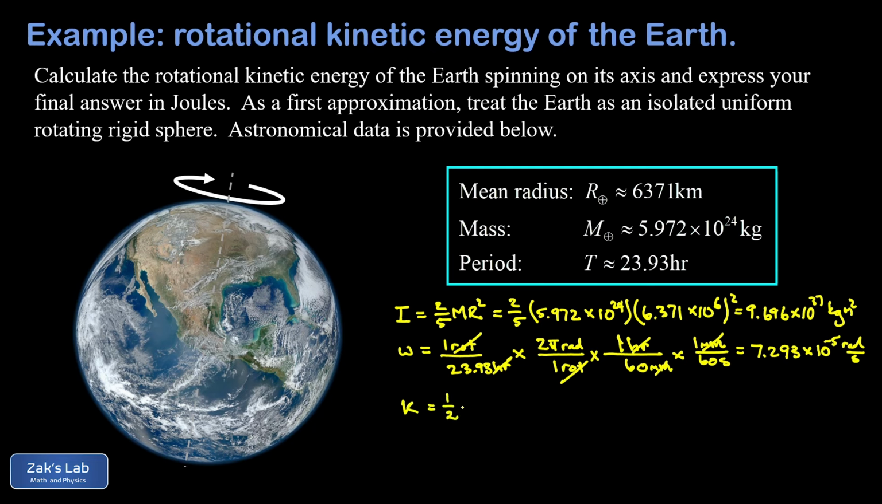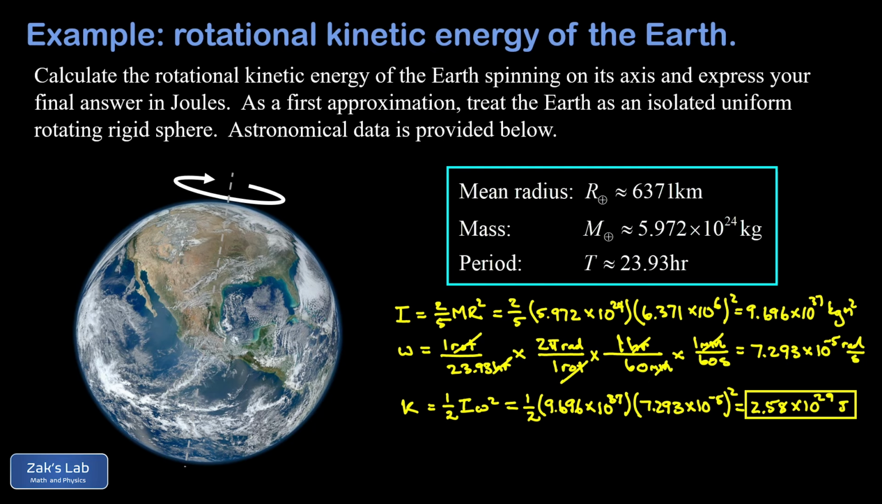This is analogous to the translational kinetic energy formula. Remember, that was 1/2 mv squared. But in rotational dynamics, that moment of inertia I is playing the role of mass, while our angular velocity omega plays the role of velocity. So we sub in our number for the moment of inertia and for the angular velocity written in radians per second. And this gives us about 2.58 times 10 to the 29th joules.